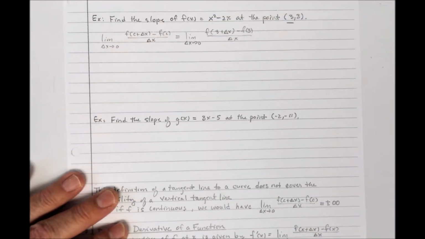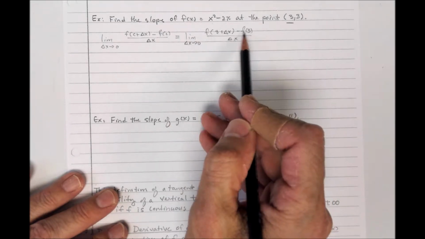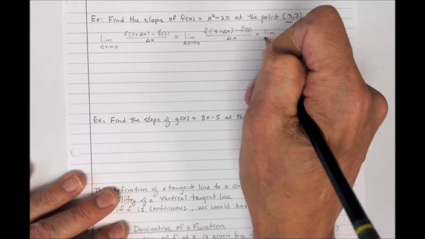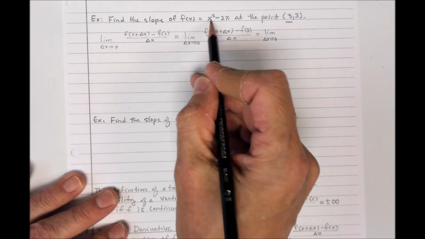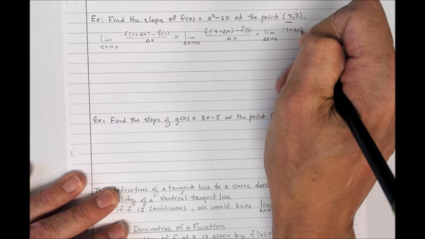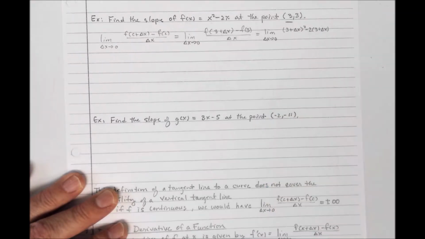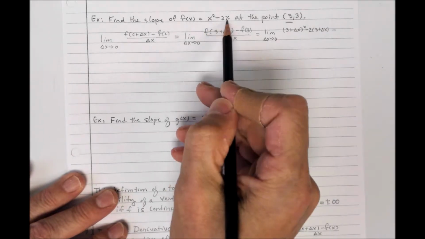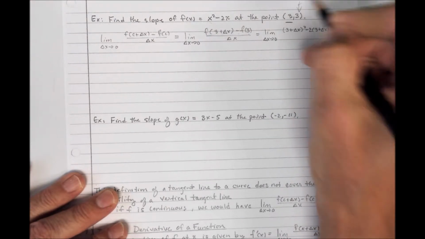Now, I have my function here. This is my rule, so I have to substitute these values in. Here's where it gets to be a little bit of algebra. The limit is as delta x goes to 0. Now, if I plug 3 plus delta x in for x here and here, I would get the quantity 3 plus delta x squared minus 2 times the quantity 3 plus delta x, minus f of 3. Now f of 3, I plug 3 in here and I get 9 minus 6, which is 3. Makes sense. There's my y value.